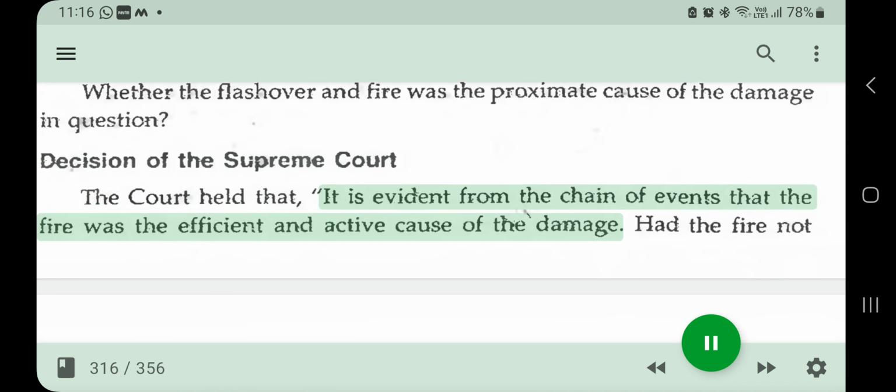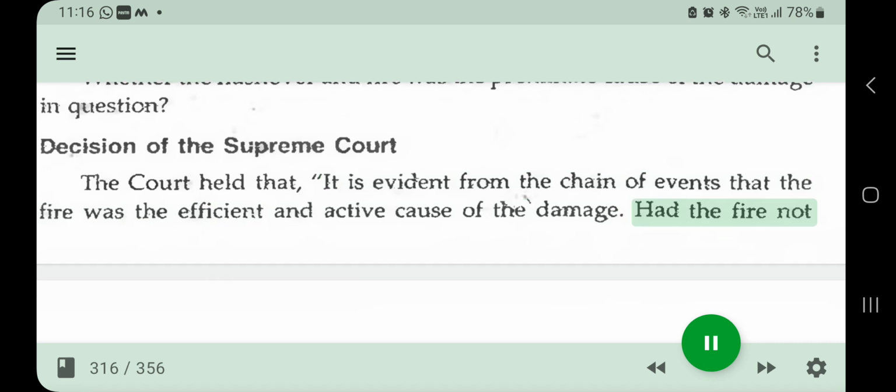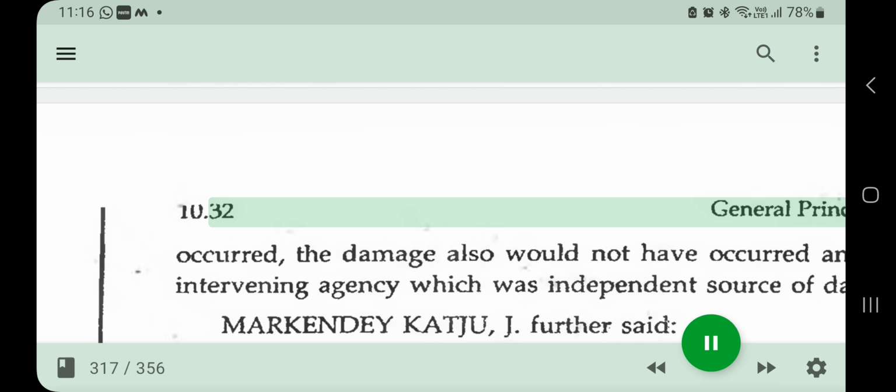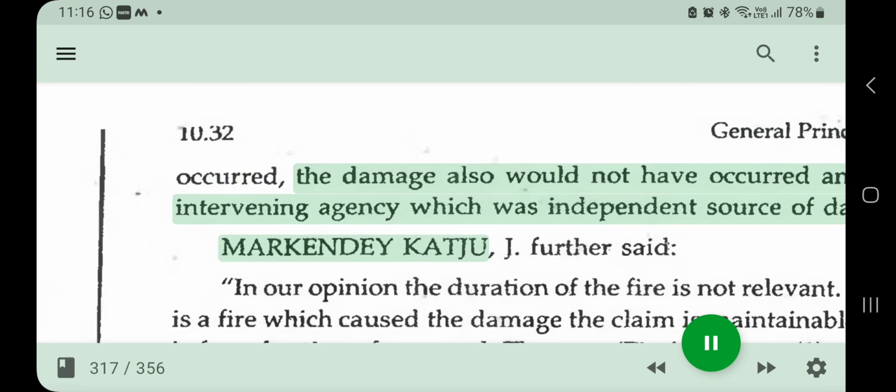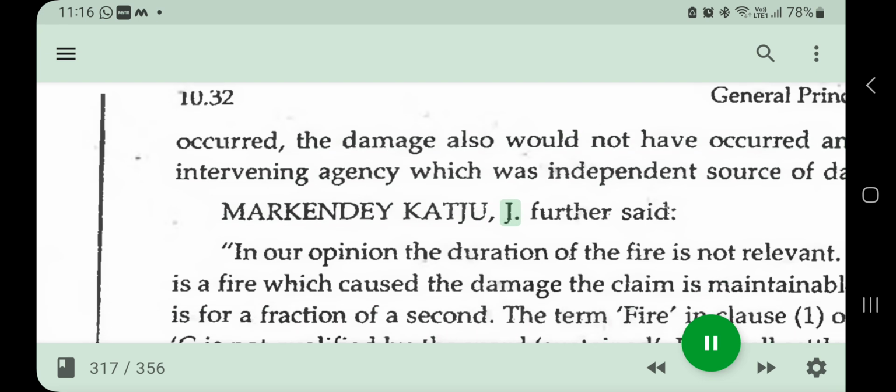Decision of the Supreme Court. The court held that it is evident from the chain of events that the fire was the efficient and active cause of the damage. Had the fire not occurred, the damage also would not have occurred and there was no intervening agency which was independent source of damage.